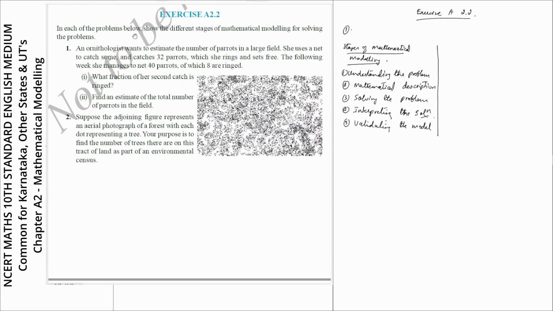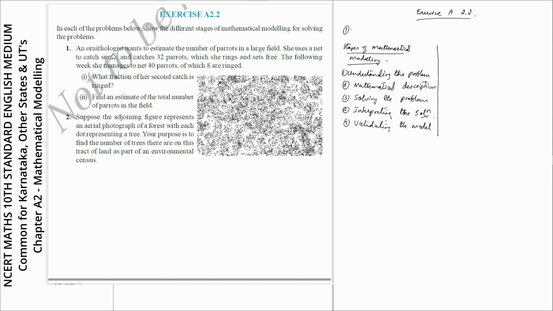In each of the following problems, show the different stages of mathematical modeling for solving the problems. An ornithologist wants to estimate the number of parrots in a large field. She uses a net to catch some and catches 32 parrots, which she rings and sets free. The following week she manages to net 40 parrots, of which 8 are ringed. What fraction of her second catch is ringed? Find an estimate of the total number of parrots in the field.